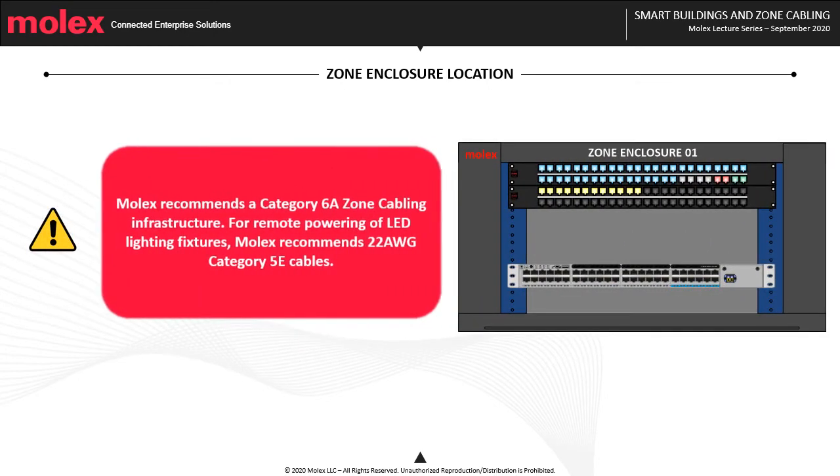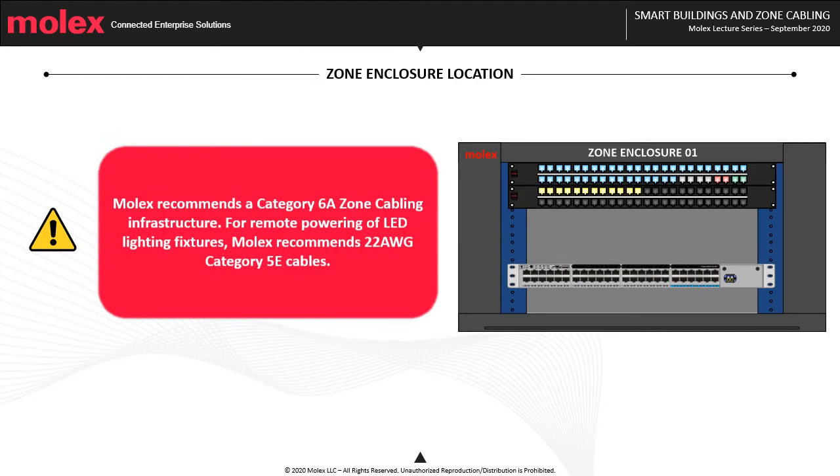And Molex recommends obviously a Category 6A zone cabling architecture to properly support PoE applications and other coming applications as well. For remote powering of LED lighting fixtures, however, Molex would recommend a 22 AWG Category 5E cable. And remember, planning is essential to make the most of your zone cabling infrastructure.